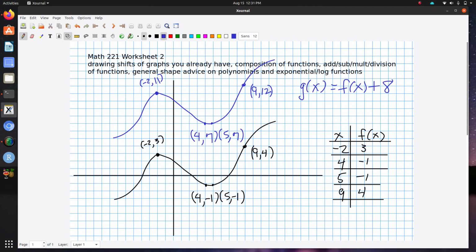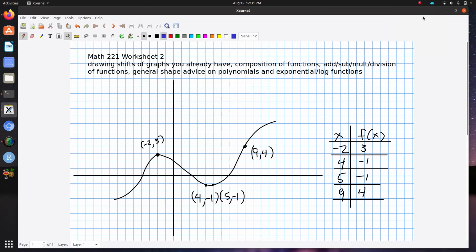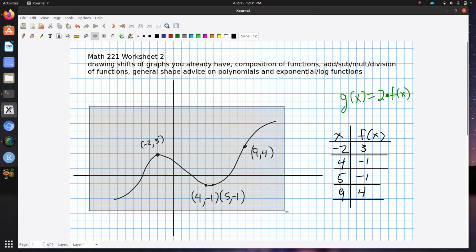Okay, we also might want to multiply. So I'm going to get rid of g for a second so we can pull up another function. I want you to look at what's going to happen. This time a green g of x is just going to be 2 times f of x. I'm going to try to multiply this by 2 graphically for you. So it's going to go a little bit off the page.